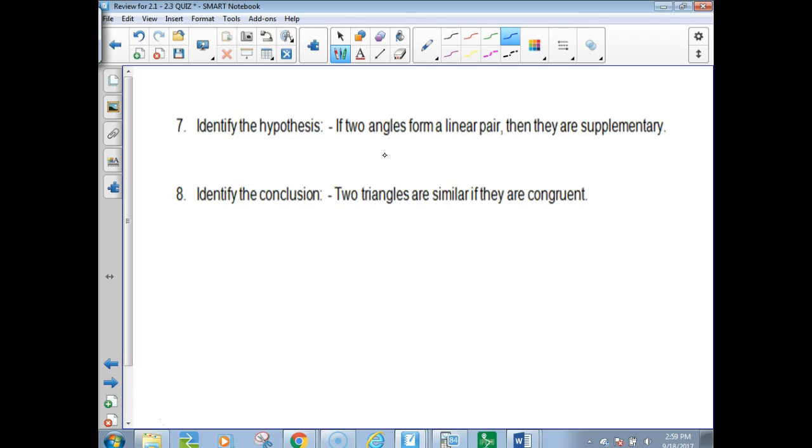Okay, say that again, please. Right, two angles form a linear pair. I don't even care if you just circle it, if we're going to be lazy and we don't feel like writing it. Or underline it once. What's the conclusion? Now this one's harder.